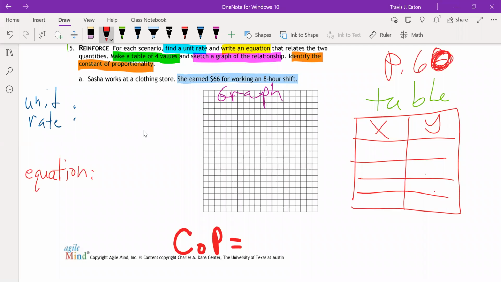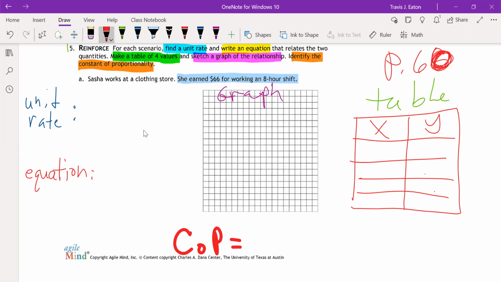So with this question, we have to find the unit rate, write an equation that relates the two quantities, make a table of four values, sketch a graph of the relationship, and identify the constant of proportionality. So there are five things that we're going to have to do with each of these three questions that are coming up.